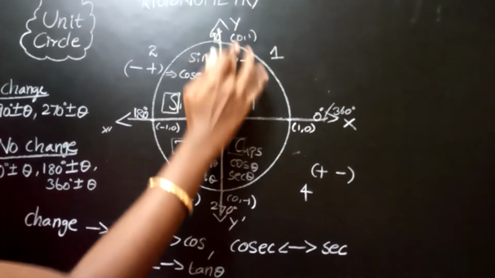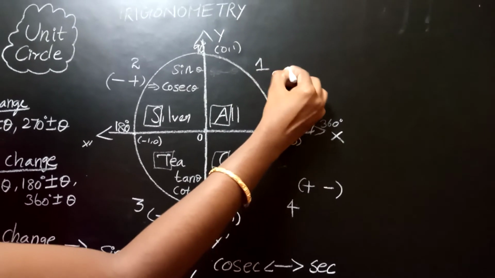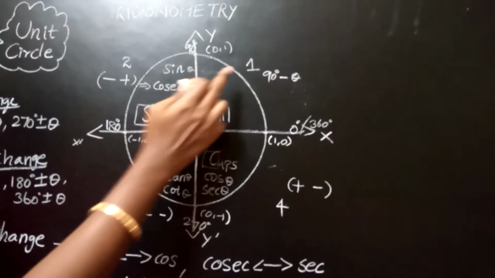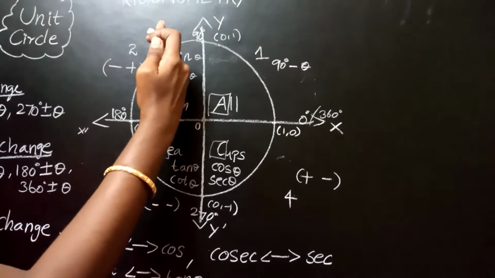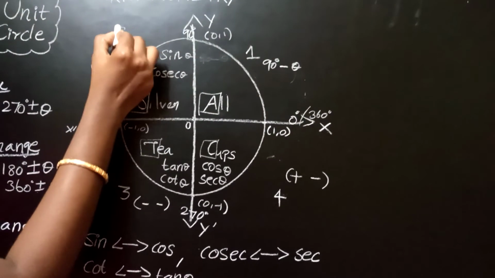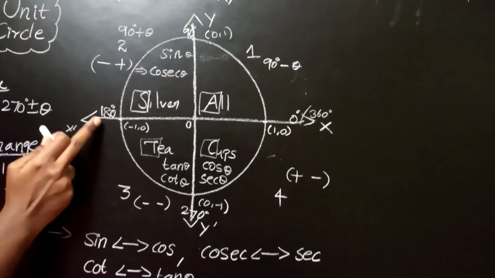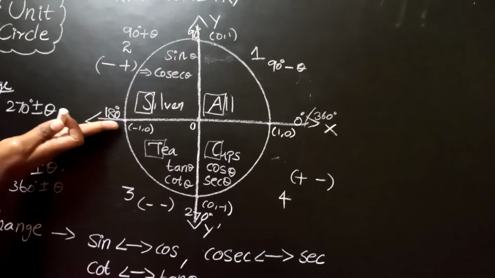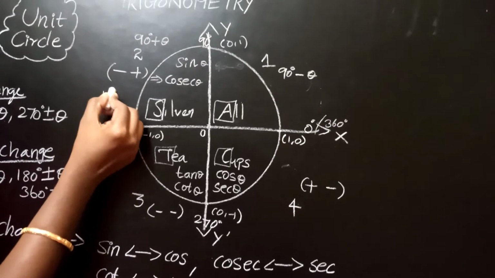Now when we are subtracting something, that is 90 minus theta, that will come under the first quadrant. If you do addition of 90, that will go to the second quadrant, because 100 degrees will definitely come in the second quadrant. So in the second quadrant we can say 90 degrees plus theta. Now suppose I am taking 180: if you subtract something from 180, it will go to the second quadrant, that is 180 degrees minus theta.